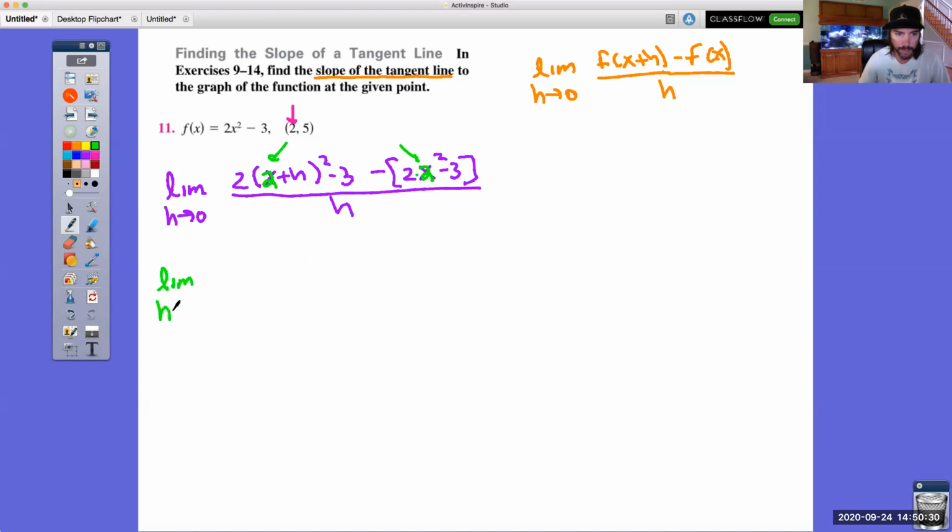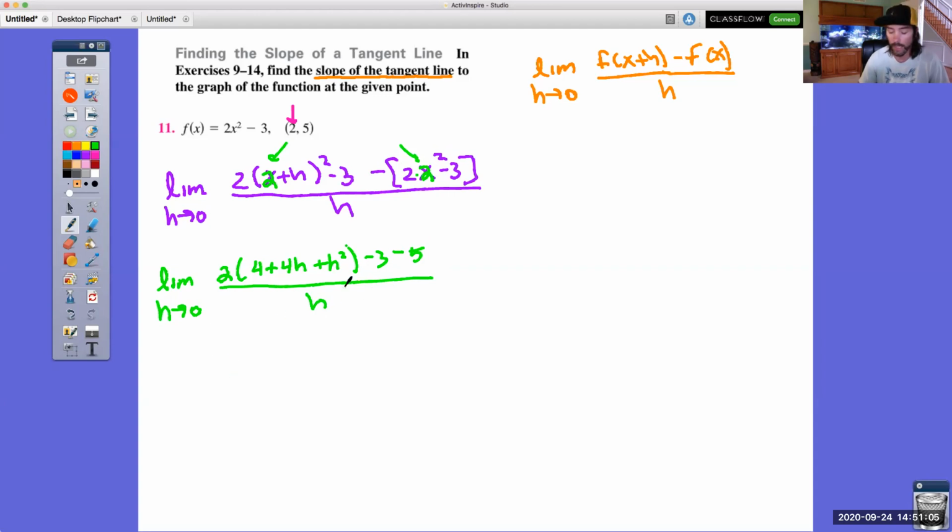Limit as h goes to 0. 2 plus h squared, square the first, double the product, square the last. Bring down your minus 3. Okay, in these brackets, there's no x's, so I'm going to evaluate that. Order of operations, 2 squared, 4. 4 times 2, 8. 8 minus 3, 5. There's a negative outside, so it's a minus 5. All of that over h.